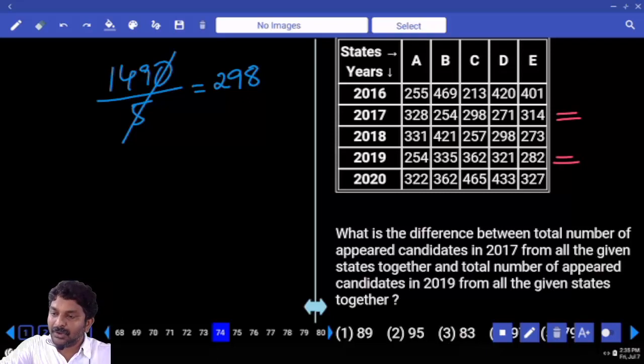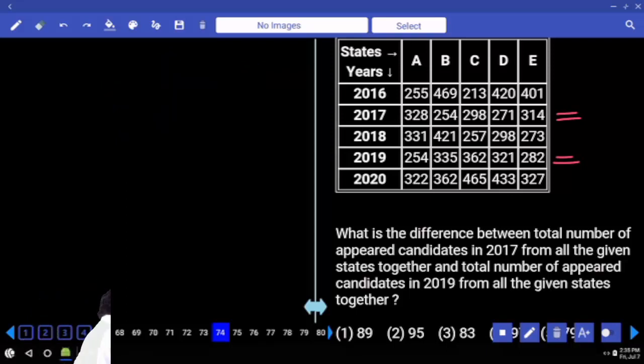Right. So now what I'll do is, I want to verify. I don't want to add all the values. See, there is one way you can add all 5 values in 2017 and 2019 and then take the difference, right? The other way is taking individual differences and going for the sum. If you do that, you have to follow the order. Whether you have to follow 2017 minus 2019 strictly or 2019 minus 2017 strictly, you have to follow one order.